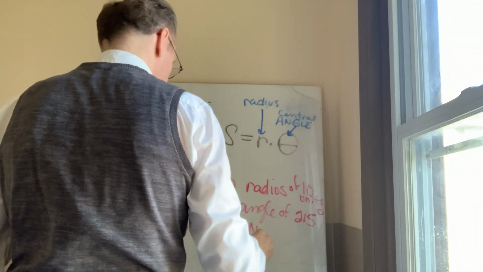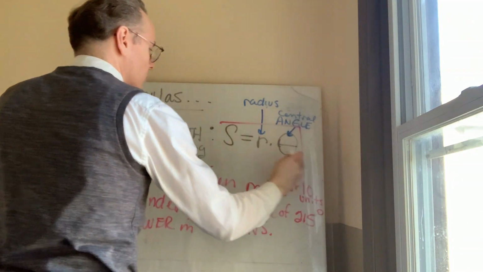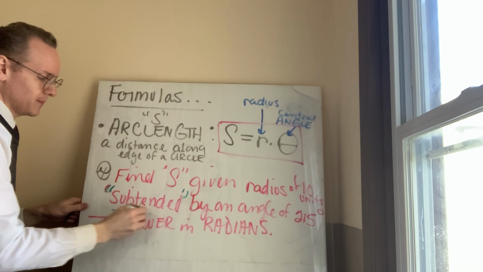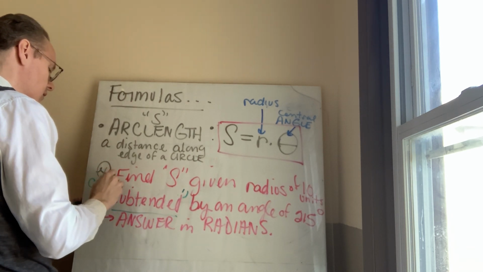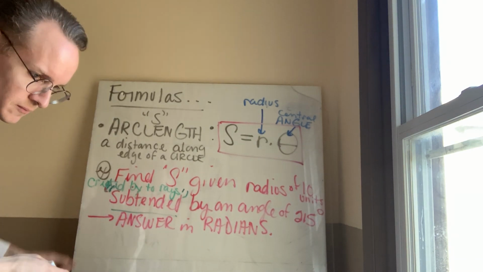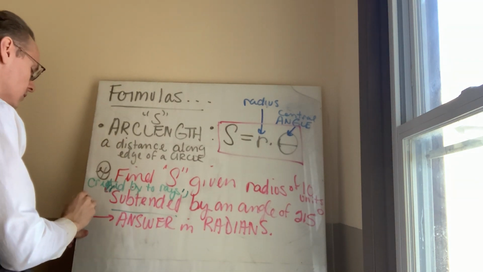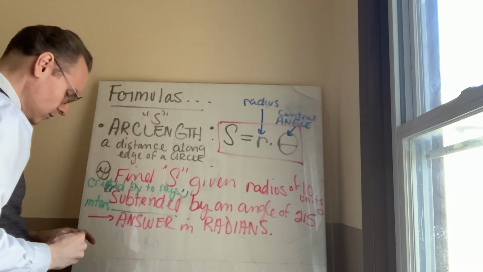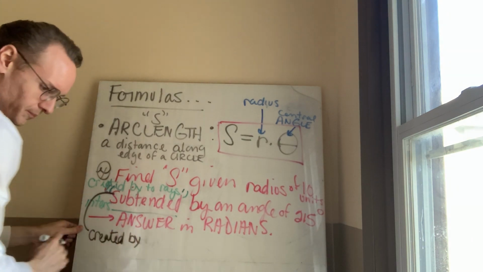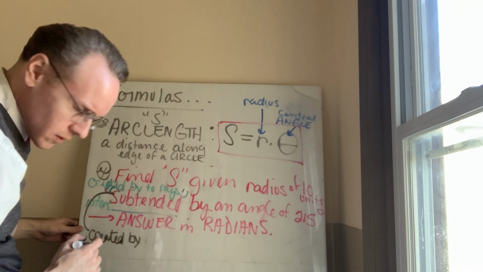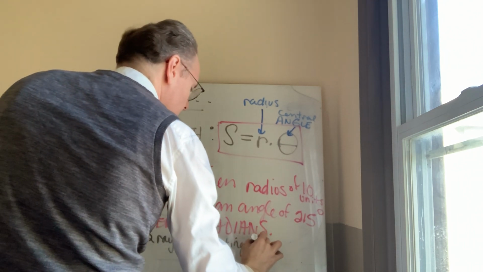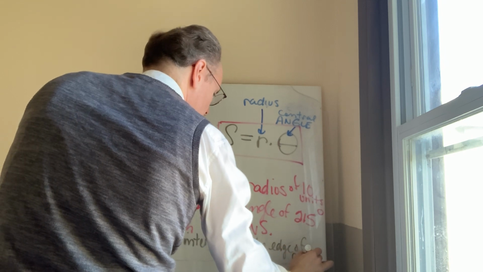A couple of points to clarify. We're going to definitely use this formula if they're asking us to find S, because that's what the abbreviation is for, arc length. If somebody says to you this phrase, subtended, all right, it means created by two rays stretching out from the origin. Two rays that intersect. This is getting sloppy. I'll write it down here. Created by two rays intersecting the edge of the circle. That is all that subtended really means.